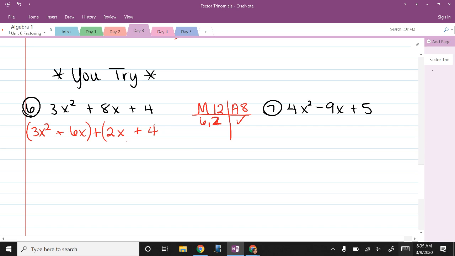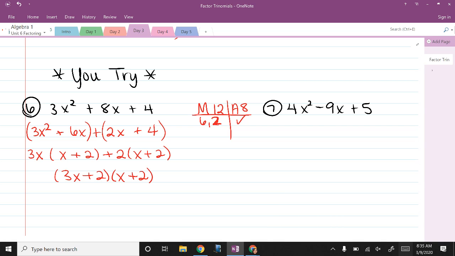Group and group. My GCF in my first group is 3x, and that leaves me with x plus 2, right? And my GCF over here is 2, and that leaves me with x plus 2. So my binomials are 3x plus 2 and x plus 2. Raise your hand if you got those two for your binomials for number 6. Any questions about number 6?